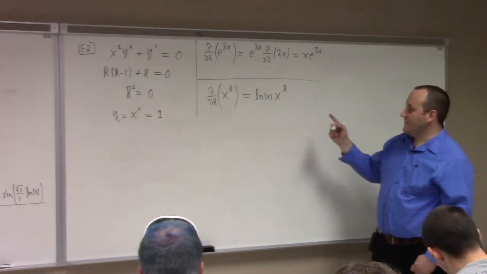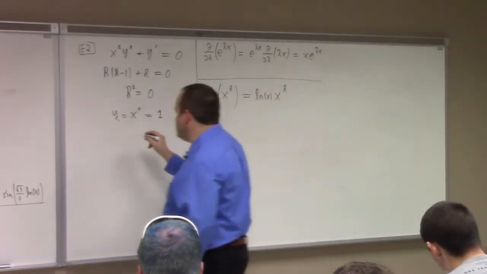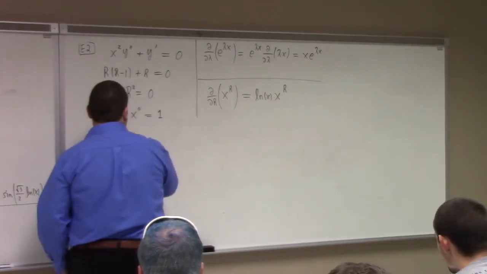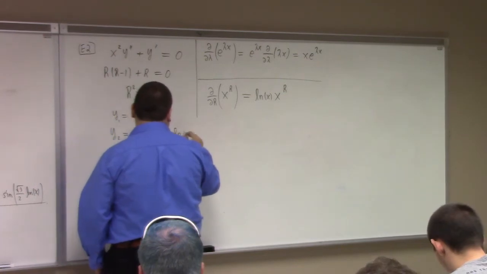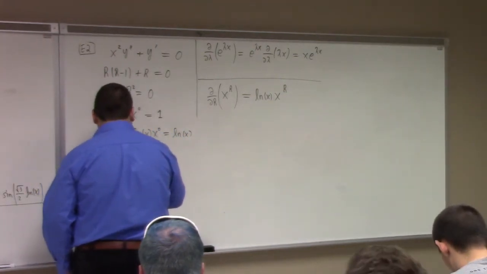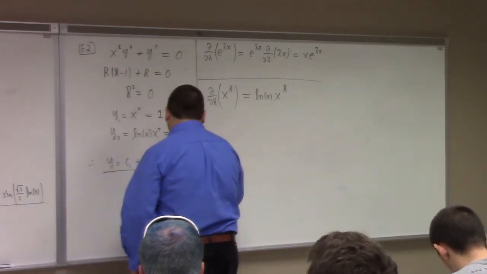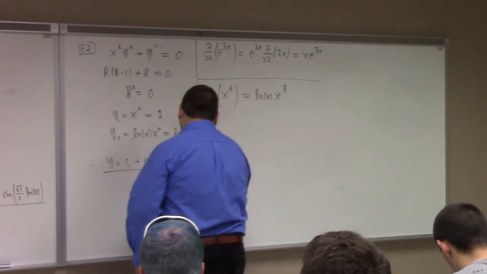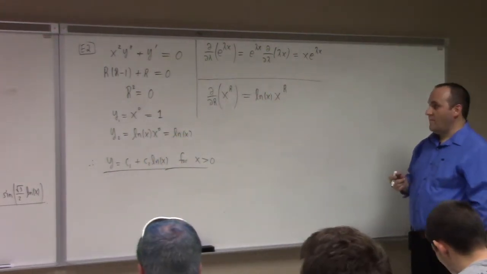And in fact, that's correct. This is the second solution. So y2 is natural log of x times x to the 0. In other words, just log x. y equals c1 plus c2 log x. There you go. Of course, this is for x greater than 0. That's the general solution to this problem.